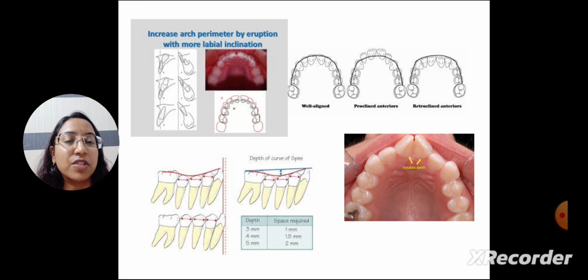Then in the bottom picture, we see how a curved arch, when it is flattened, takes up more space. So if you are not giving enough space for the correction of curve of Spee, it will tend to procline the lower anterior teeth forward and tip the posterior teeth distally. And the final picture shows how the derotation of anterior teeth will require space.